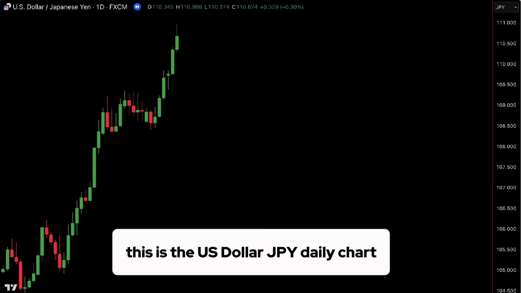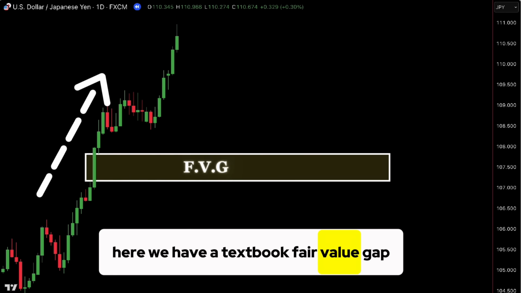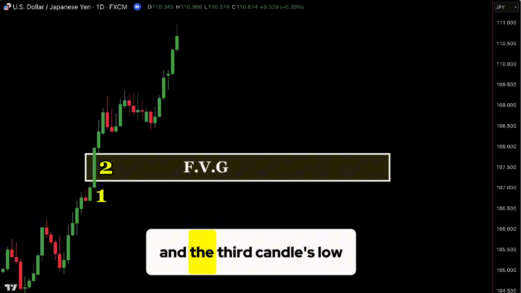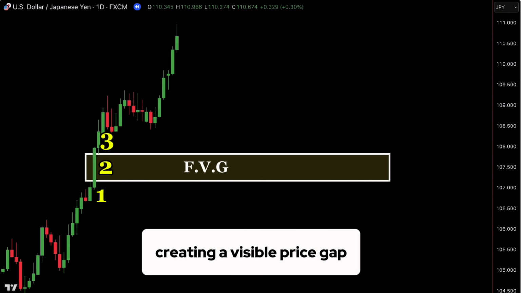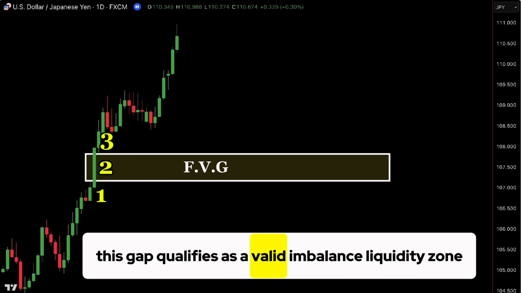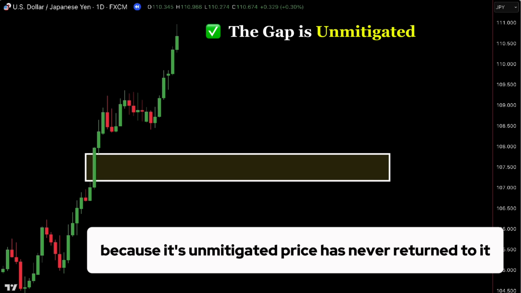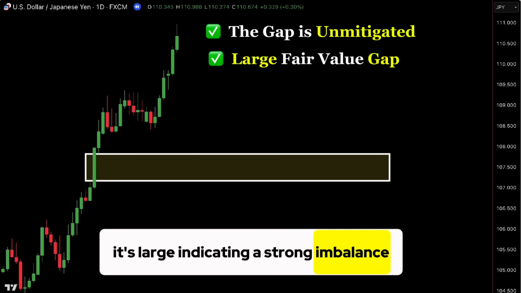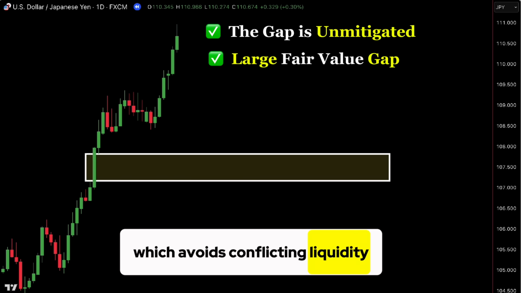This is the US dollar JPY daily chart, and as you can see, the market is in a clear uptrend. Here we have a textbook fair value gap. This is the first candle, the second candle shows a strong bullish move, and the third candle's low doesn't overlap with the high of the first, creating a visible price gap. This gap qualifies as a valid imbalanced liquidity zone because it's unmitigated, price has never returned to it, it's large, indicating a strong imbalance, and it's located away from major resistance, which avoids conflicting liquidity.